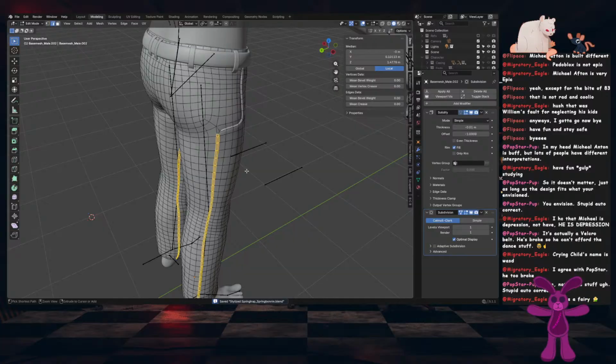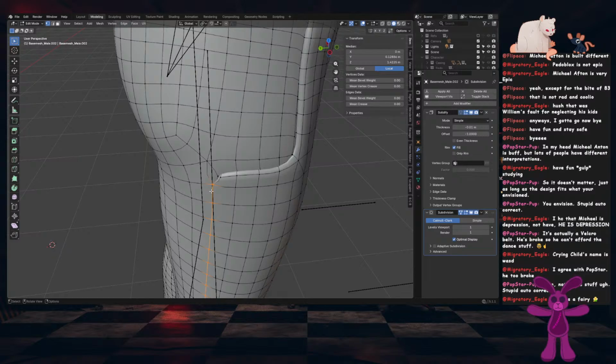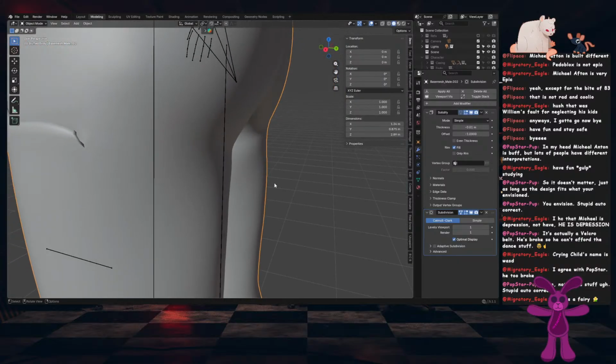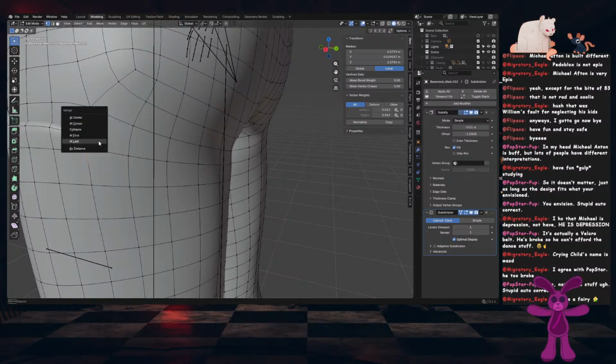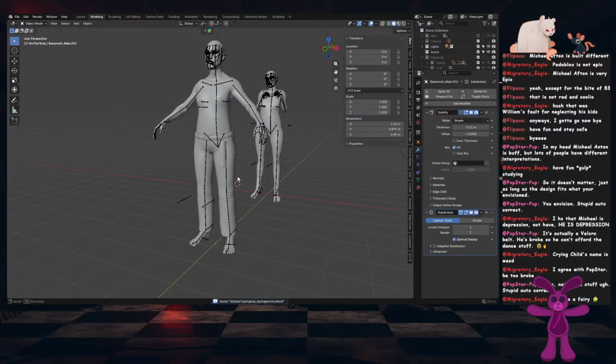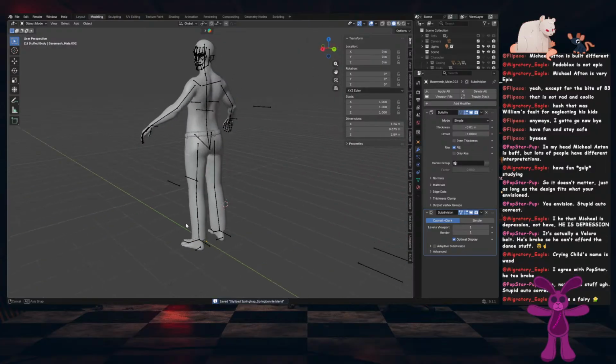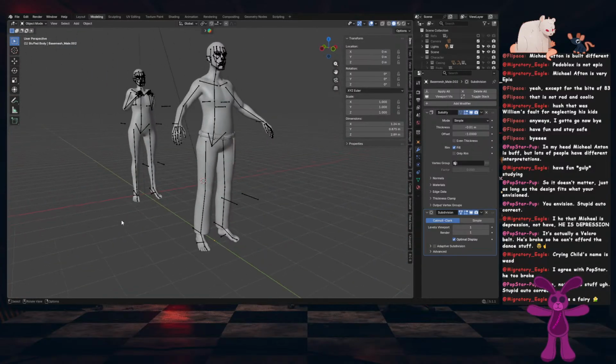I deserve this, I deserve it, I did the dance floor. Yeah, for now, I think this is where we are going to call it for the pants here. Might be where we call it for a human in general for now.